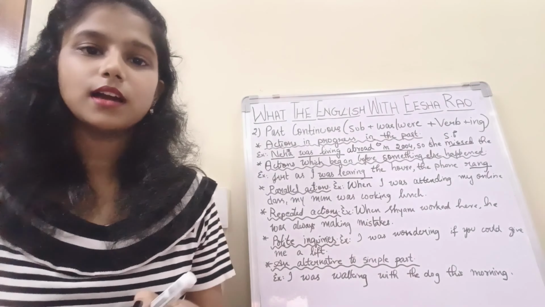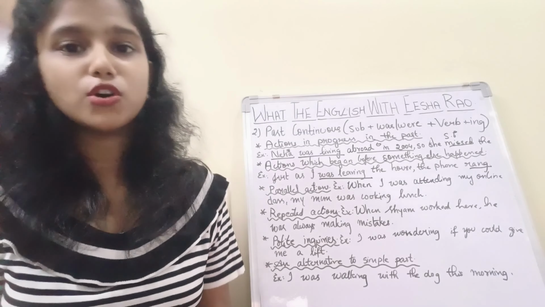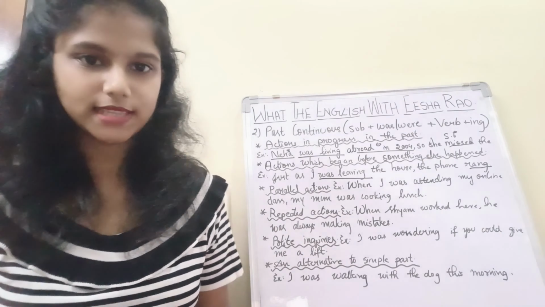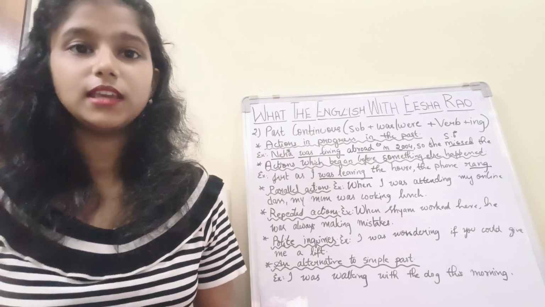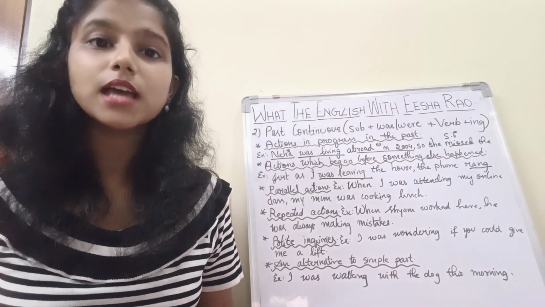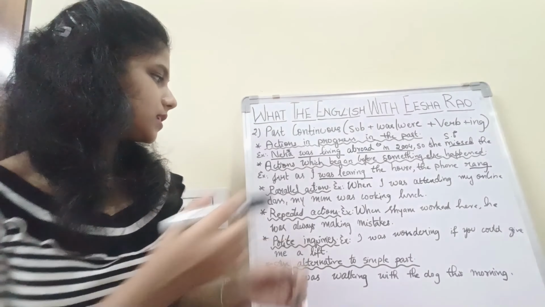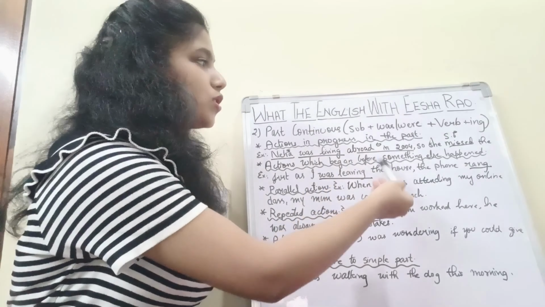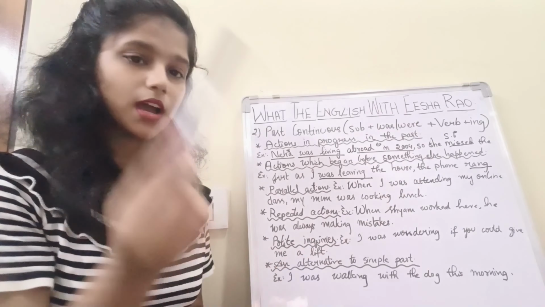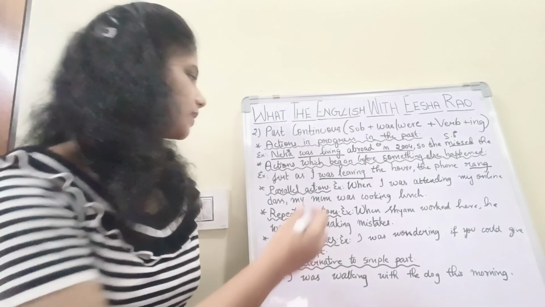Next, past continuous tense is used for actions which began before something else happened. For example, just as I was leaving the house, the phone rang. Here, when the speaker is about to leave the house, something happened. That means the action began before something else happened. He was about to leave the house and something happened, that is, the phone rang.